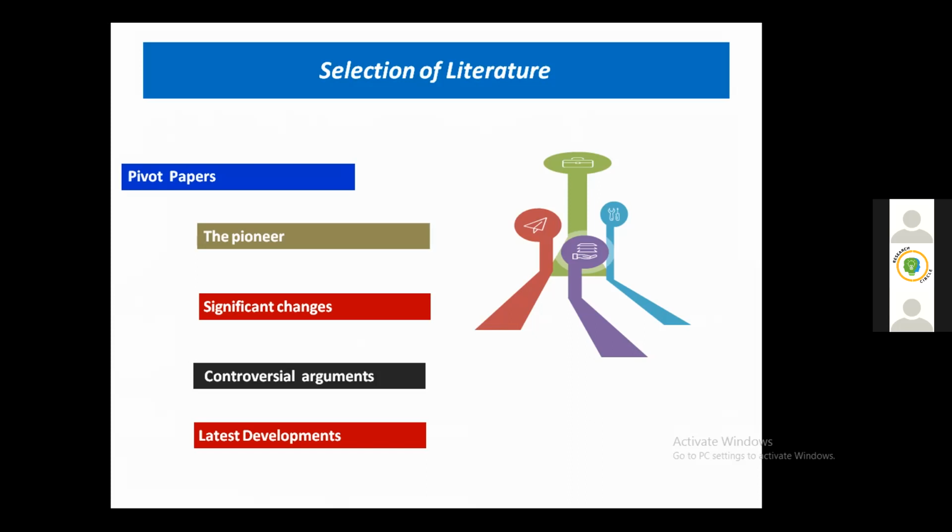For example, if you are writing something about machine learning, the first paper published in 1995 may be the base paper. Then after 20 years, or 30 years, somebody has published in that area, and that is the latest one. So anything that happened in between should also be included. So pivot papers means the papers that show the contribution of the pioneer in that area, the latest development, and the significant improvements in between. So these are the things we have to consider as pivot.